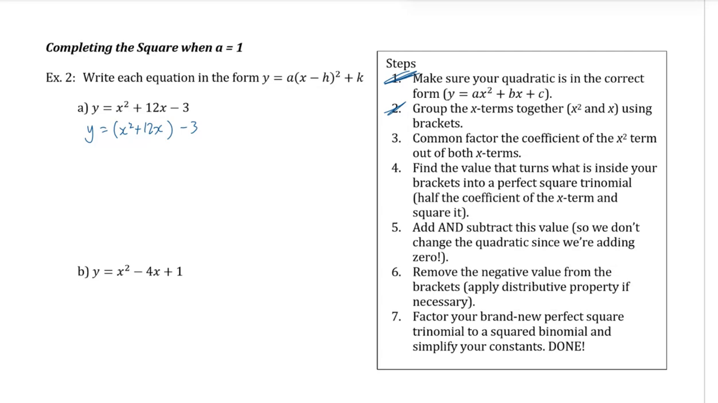Step 3, common factor the coefficient of the x squared term out of both terms. This is what we don't have to do today, because A is 1, so we don't have to do that step. We're skipping it. That makes these ones a little bit easier.